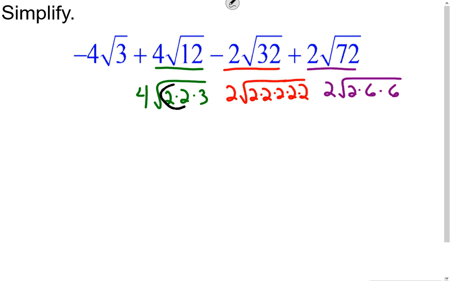So now I'm going to come back to the 4 root 12. Here I notice that I have a pair of 2's. The square root of that is 2. Therefore, I'm really going to have 2 times 4 now on the outside, and I'll write that down. 2 times 4, and then I still have the root 3.